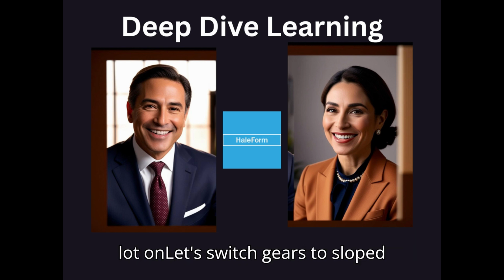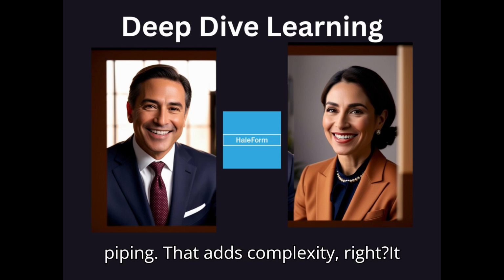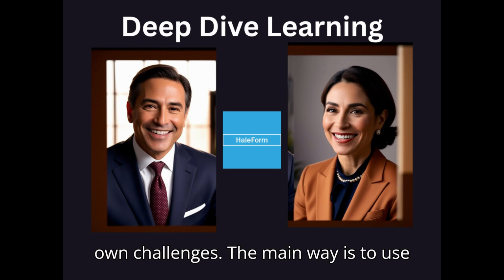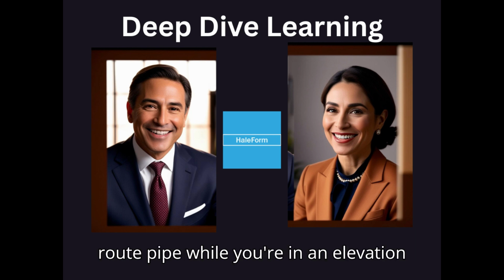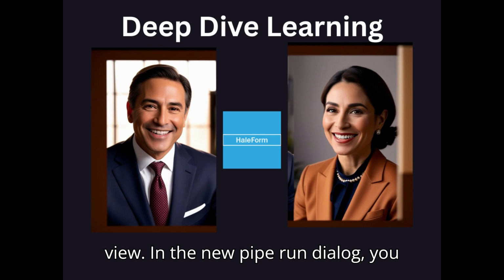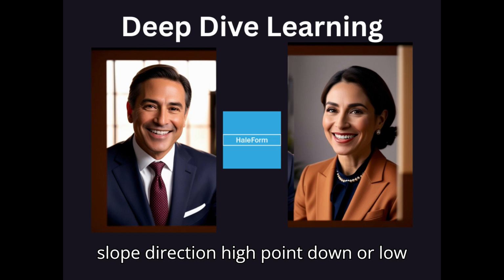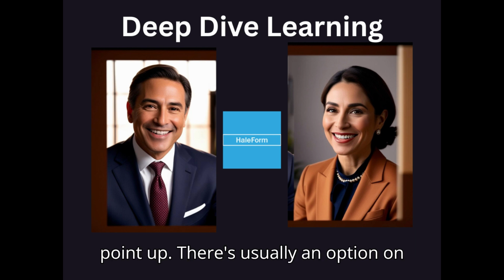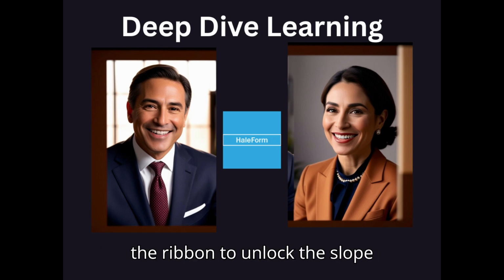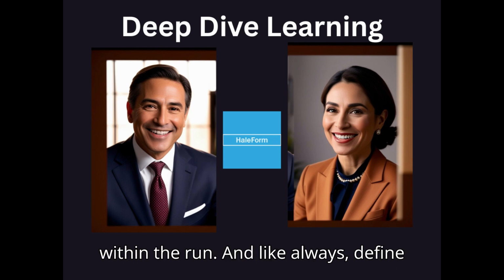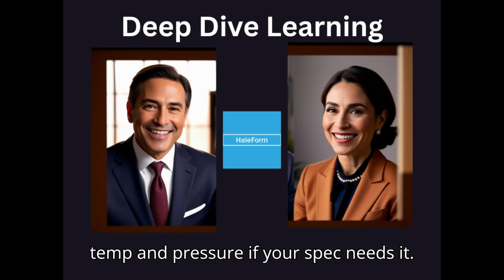Yeah. Okay, we've covered a lot on creating runs. Let's switch gears to sloped piping. That adds complexity, right? It does, yeah. Routing sloped pipe has its own challenges. The main way is to use Route Pipe while you're in an elevation view. In the new pipe run dialog, you specify the minimum slope needed and the slope direction, high point down or low point up. There's usually an option on the ribbon to unlock the slope temporarily, maybe for a vertical drop within the run. And, like always, define temp and pressure if your spec needs it.